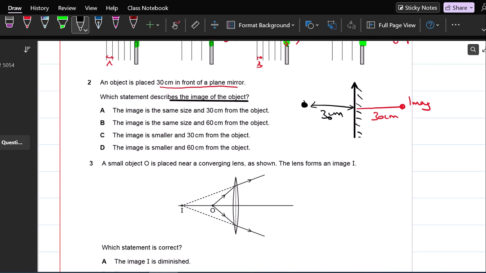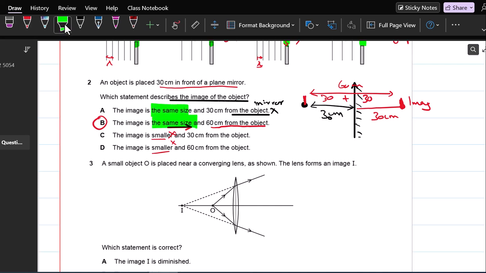Option A is the image is the same size and 30 centimeter from the object. No, it is 30 centimeter from the plane mirror, so this is wrong. B is saying the image is the same size, means if the object is having this size, the image is also having the same size, and is 60 centimeter from the object. Yes, 30 plus 30, it is 60 centimeter from the object. This is the right option. Image is smaller? No, not possible. In a plane mirror, the image remains of the same size.